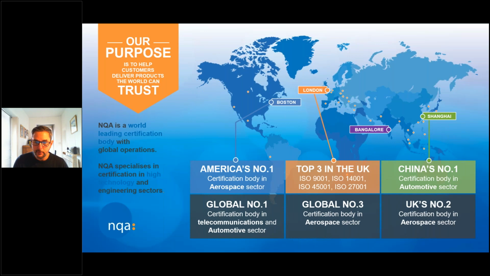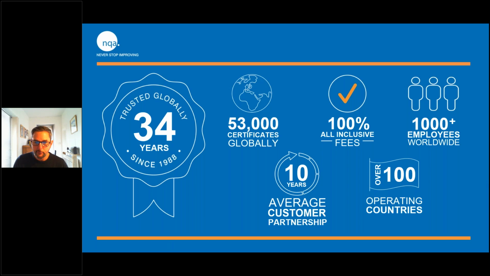You can see some information there around our market position. We tend to specialise as much as we can in the high technology and the engineering sectors. Head office is in Dunstable, which is just north of London. The company's been around for 34 years or so. All in all, we have 53,000 certificates globally, and a very successful, very quick growing certification body. I've been with the company for 15 years or so these days. So that's a UKAS accredited certification body.